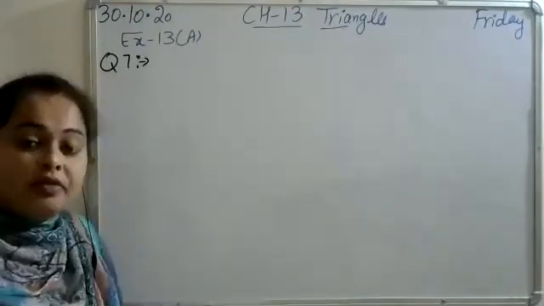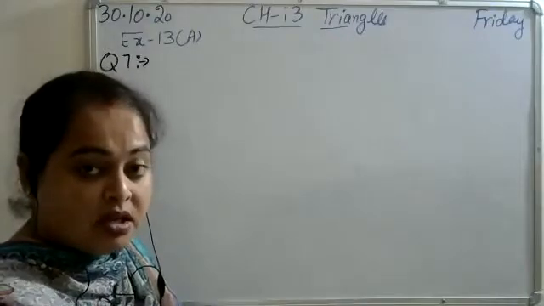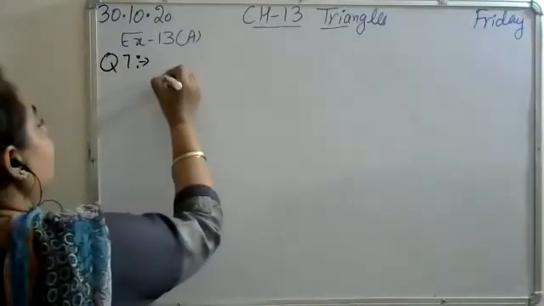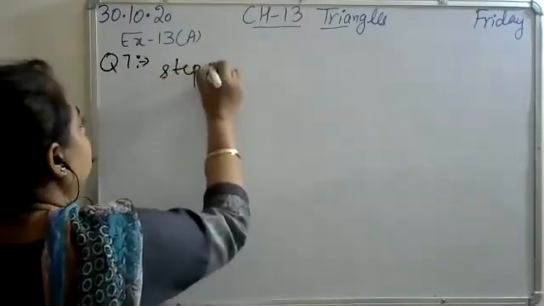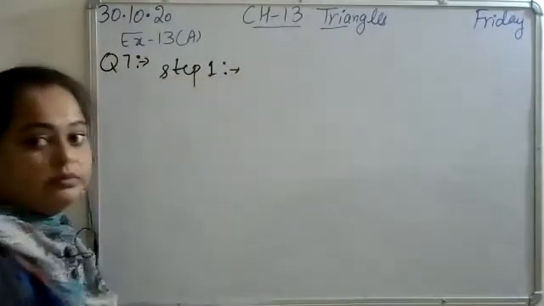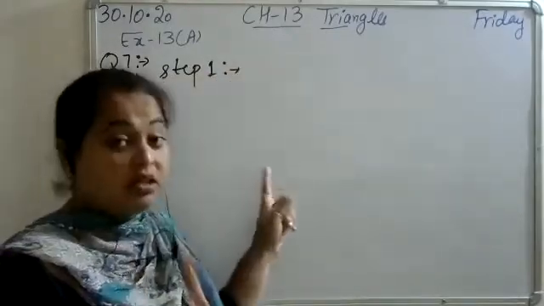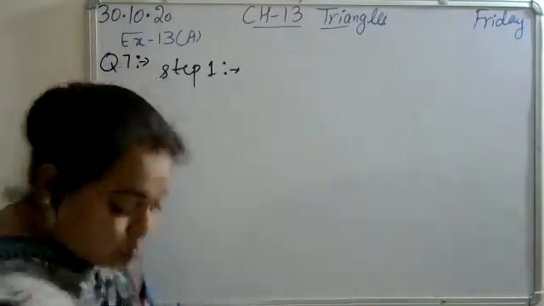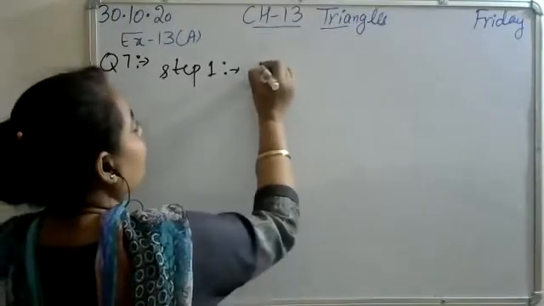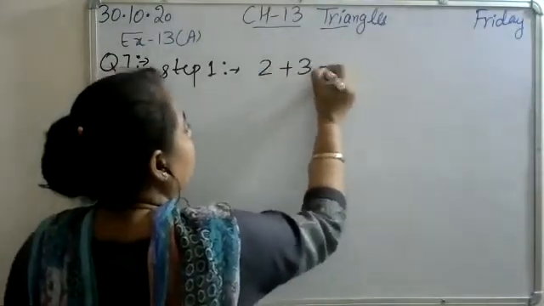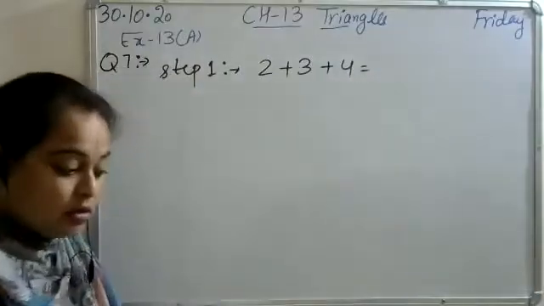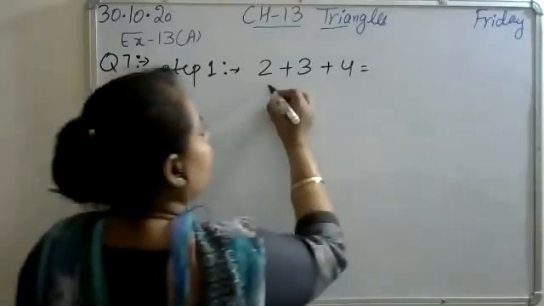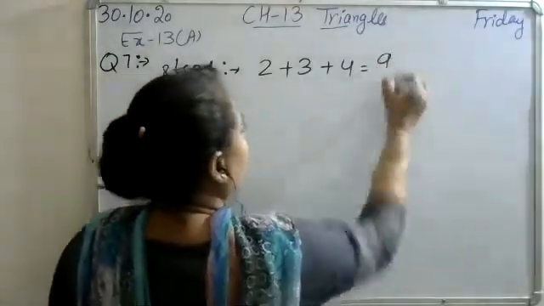Now stop writing everyone. First of all, listen to the question. After that, I will give you time for writing. Okay. So we will do this sum in steps. Step number 1. And we will apply this method that I am going to explain only if the ratio is given. So in the first step, you will add 2 plus 3 plus 4. You will add the ratio. So 2 plus 3 plus 4, after addition, this will give you 9.